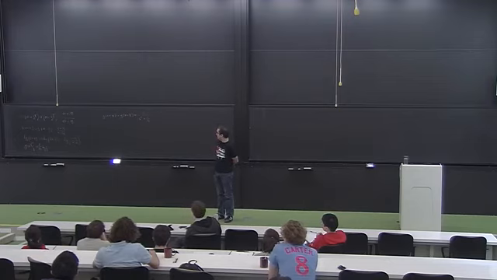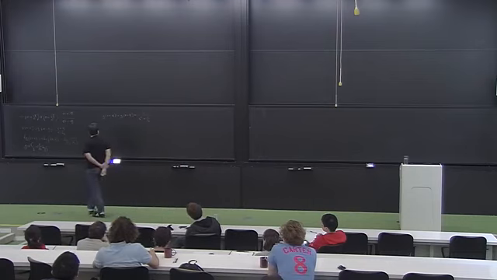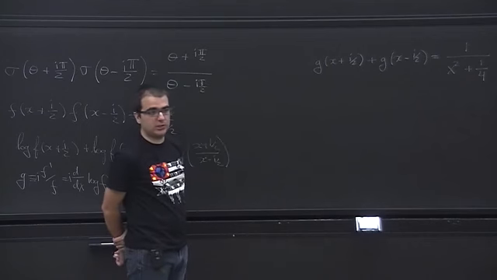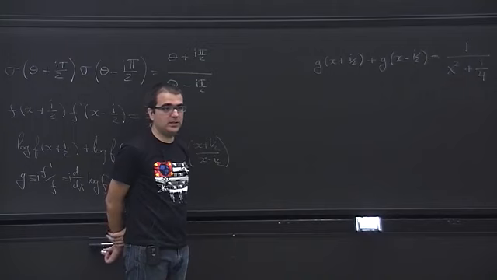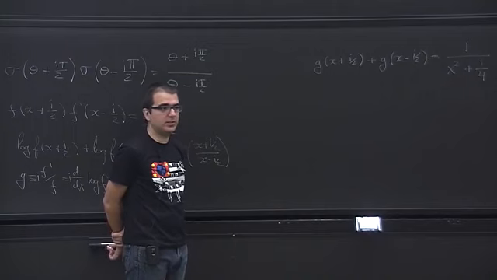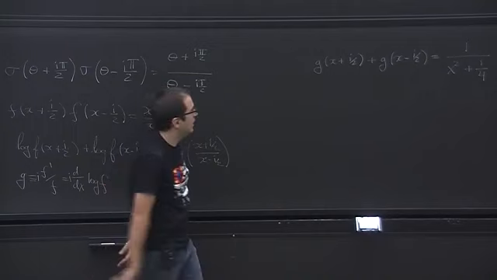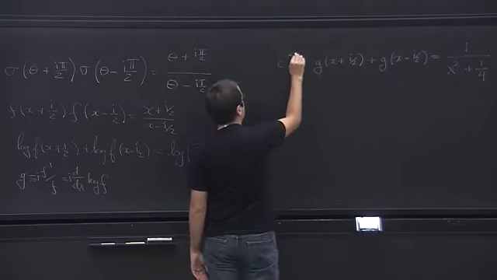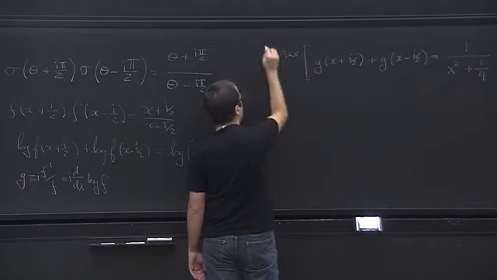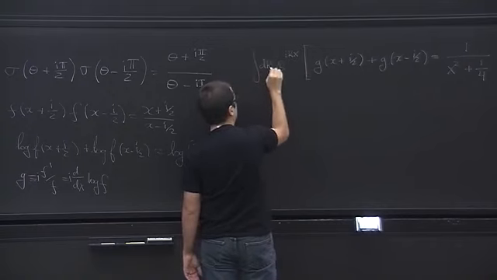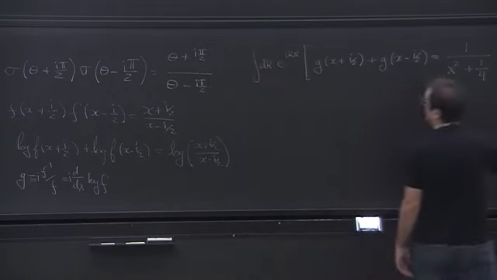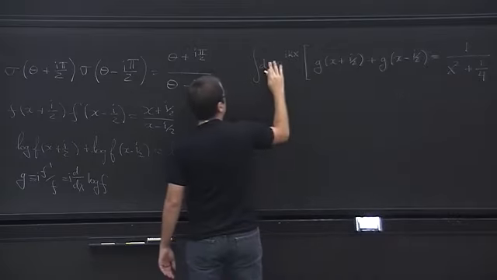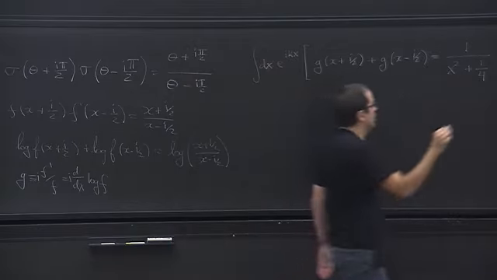So here, let me propose one way. Let's Fourier transform this equation. Fourier transform is typically good because shifts in Fourier space are very simple. They are just multiplicatively renormalized. So let's multiply the equation by e to the i k x, and we integrate over x. So we Fourier transform.